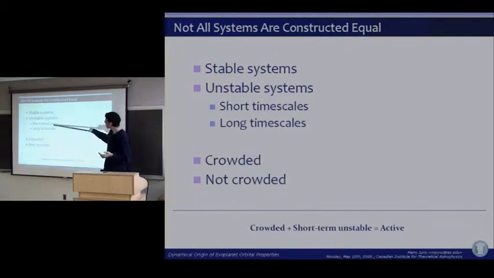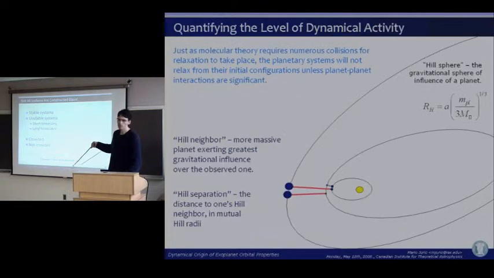This is a general property of any system going from 2 planets out to how many planets you want. And your system can also be crowded, meaning it has lots of planets that are close by. You can also have systems that are not crowded. For example, systems with 2 planets or 3 planets would not be crowded in the way they're defined here. What I'm going to argue is that our active ensembles are systems that are crowded, have lots of planets, and are short-term unstable.